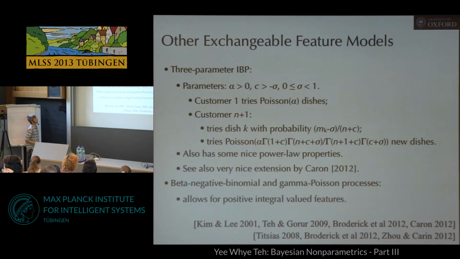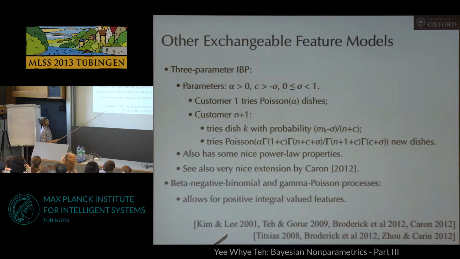Just as for the 2-parameter CRP, this 3-parameter generalization also has some very nice power law properties. You can show that the number of dishes grows according to a power law, and you can also look at the frequency of each dish, how many customers tried each dish, and show that the distribution of those is also going to be a power law. So you're going to have a very small number of dishes that are very popular, and a very large number of dishes that are not very popular.